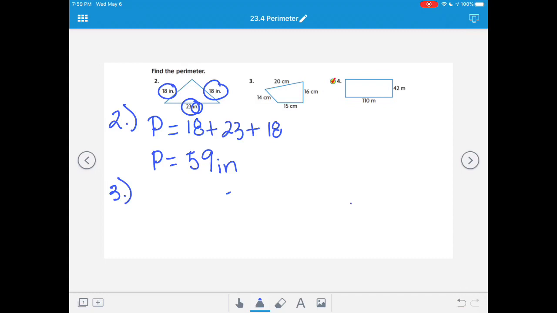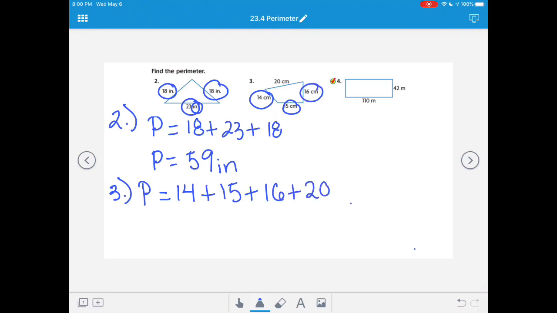Number 3. The perimeter for this figure is going to be all of the side lengths added together to see the total sum. Starting with 14 centimeters plus 15 centimeters plus 16 centimeters plus 20 centimeters. Taking out my calculator, and I'll add those together. 14 plus 15 plus 16 plus 20 equals 65. And my label for those measurements was in centimeters. So my perimeter needs to also have a label of centimeters.